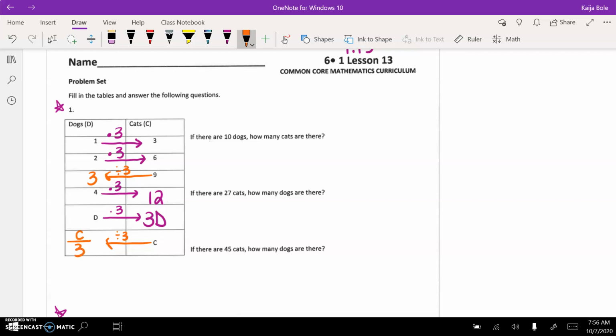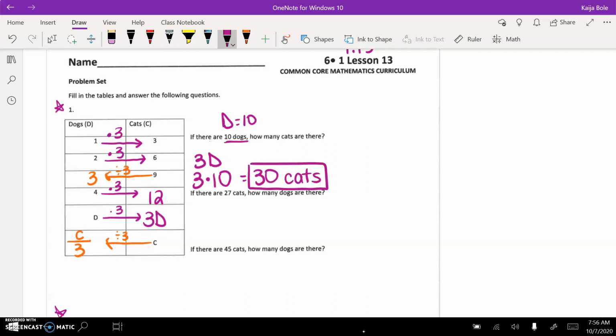Okay. Now once you have your table filled in, you can answer the rest of the questions. So if there are 10 dogs, how many cats are there? So dogs means we know D. D equals 10. So you can see I've color coded here as well. So I'm going to use this expression 3D, and I know that D equals 10, so I'm going to do 3 times 10, which equals 30, so there are 30 cats.